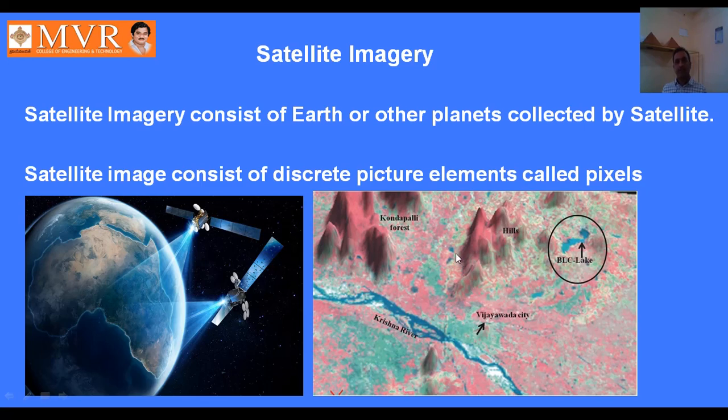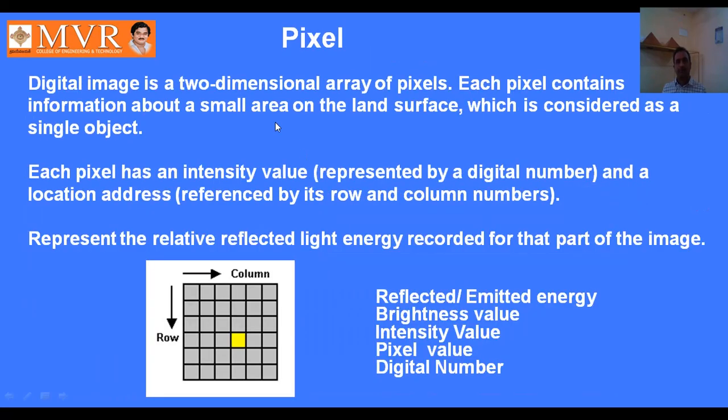So, a satellite image consists of discrete picture elements, composed of pixels. Then what is a pixel? A digital image is a two-dimensional array of pixels. A pixel is always two-dimensional. Each pixel contains information about a small area on the land surface, which is considered as a single object.